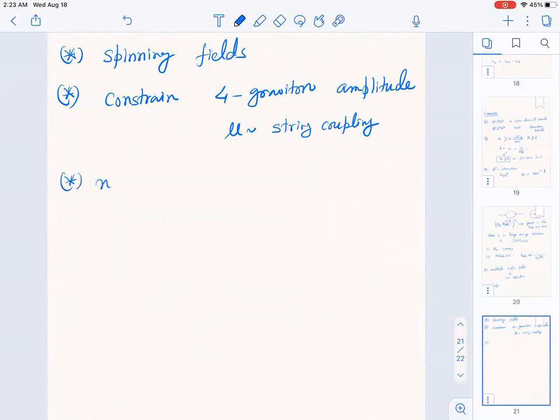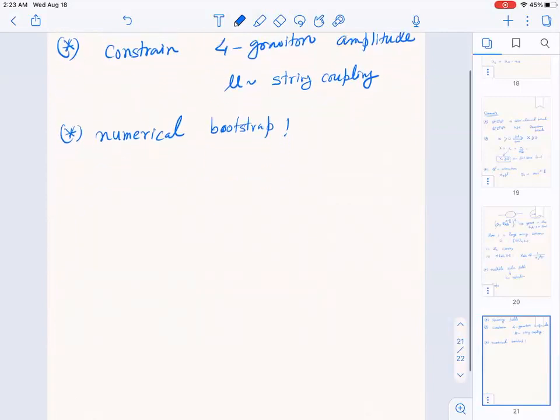And it's possible that stronger bounds can be obtained from numerical bootstrap. For example, the kind of things that Kyriakos Papadodimas and company are doing, probably they can get stronger constraints from that kind of analysis.